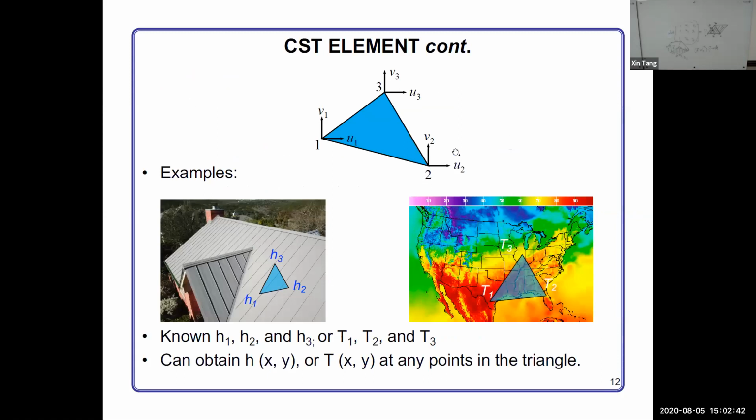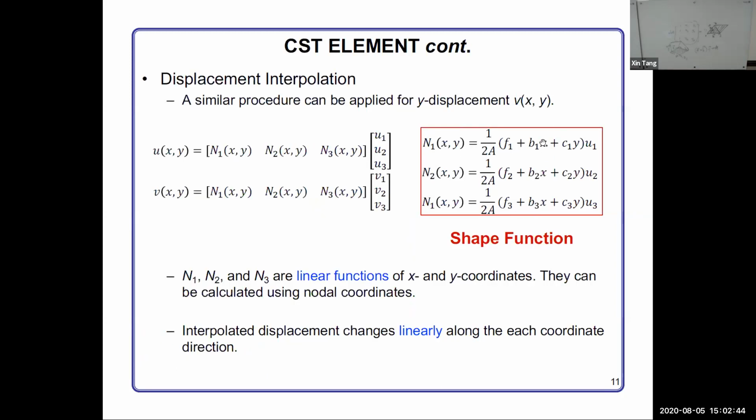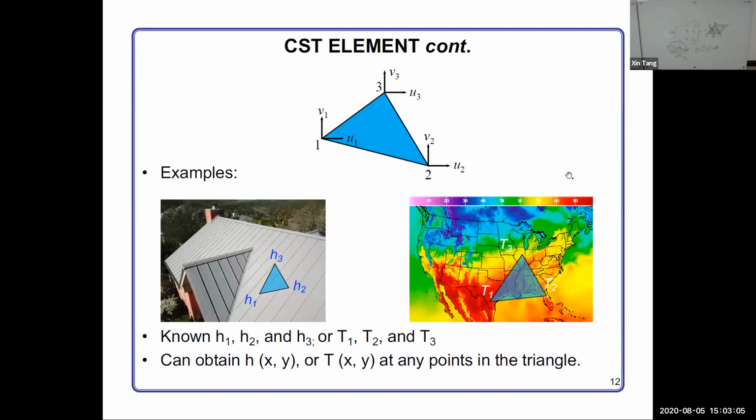Those functions, as I said, are all linear, right? So how do you think about those? Why can those linear functions be used to interpolate points not on the node? Why? This is actually pretty simple. We have two examples here to help you understand this problem better.